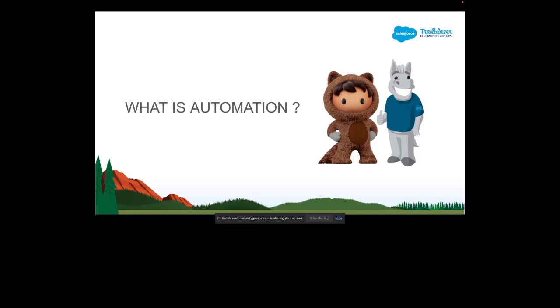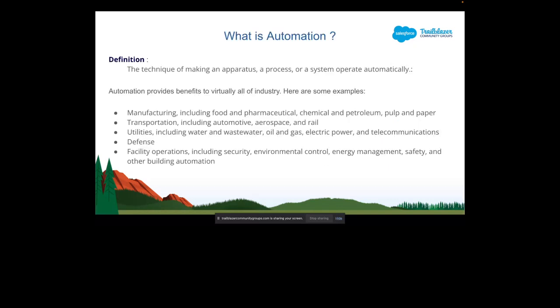So the standard definition of automation is the technique of making an apparatus, a process, or a system operate automatically. In very simple terms, whatever process you are trying to do today, I would rather have a machine do it in place of you, so that you can concentrate on other critical tasks which can't be automated very easily. And automation is not limited to IT, but also ranges from manufacturing, mechanical or transportation, to wastewater management and facilities, security, environmental control, and the list goes on and on. So this is a brief about automation.